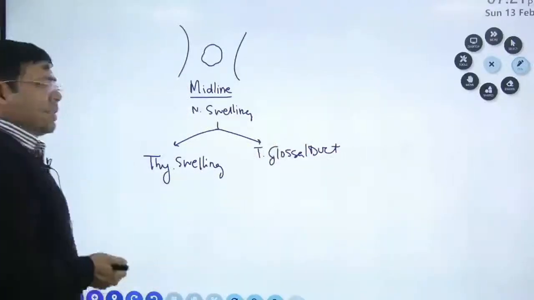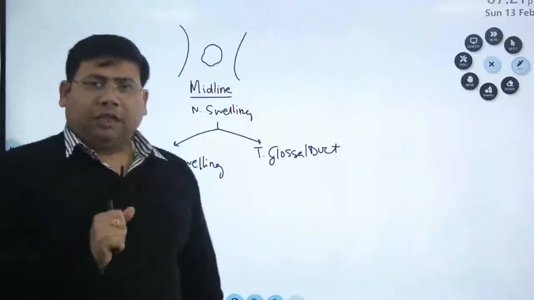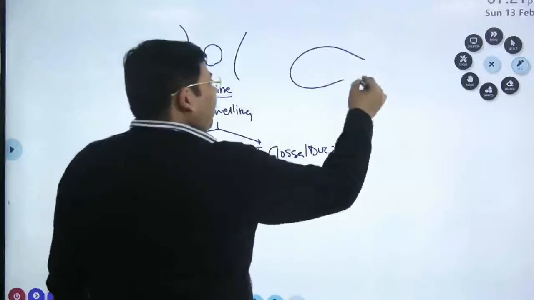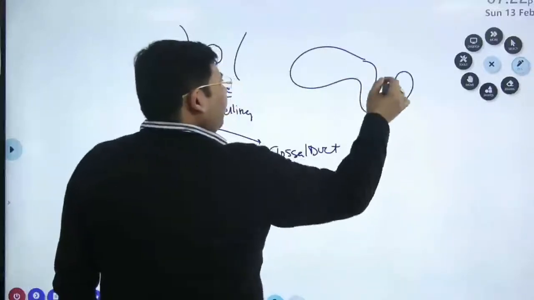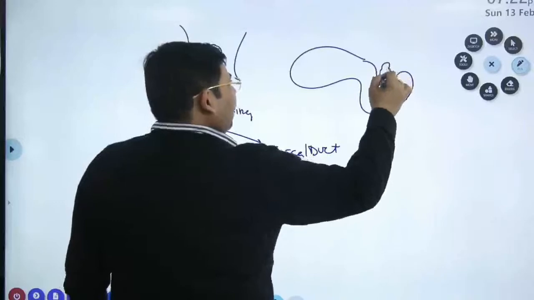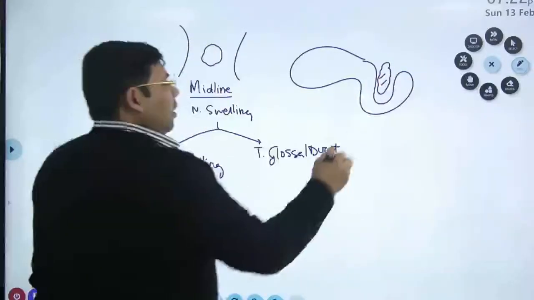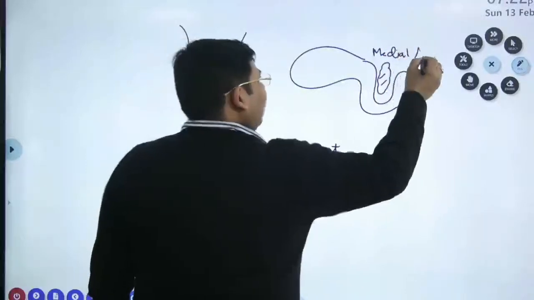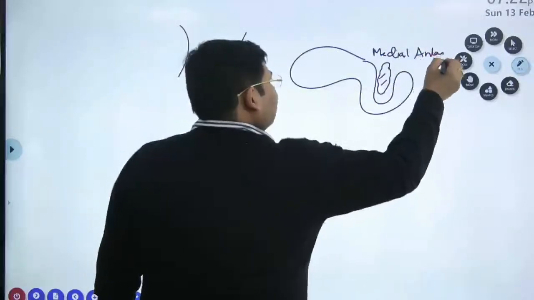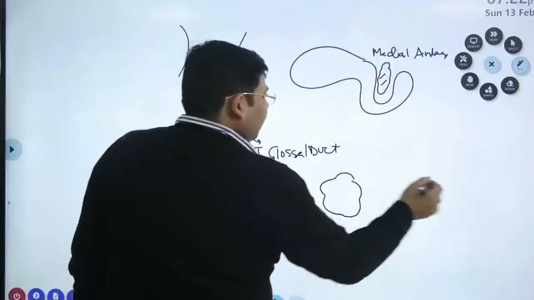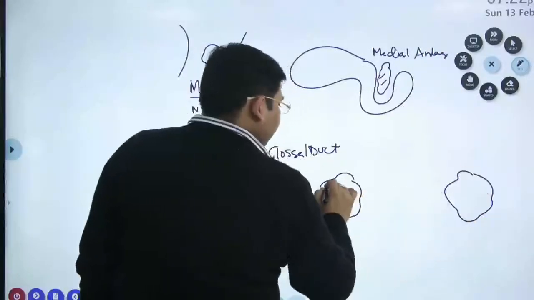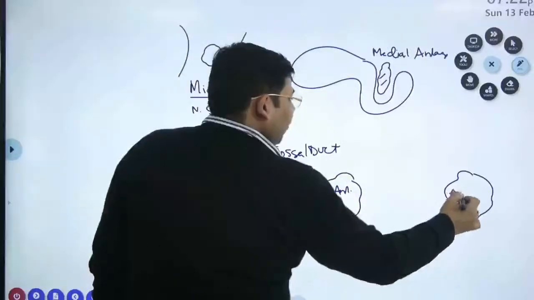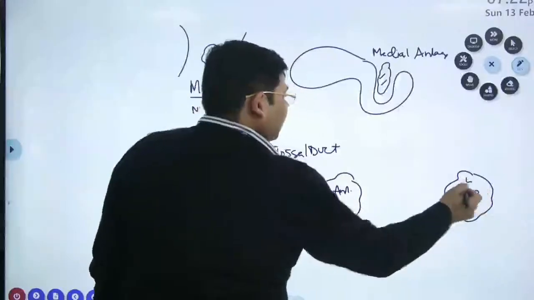Now try to understand the development of this thyroglossal duct, or development of thyroid. If you see the development of the thyroid, the primitive thyroid develops in two parts. One is the medial embryonic part, known as the medial anlage, and one is the lateral embryonic part, known as the lateral anlage. So when we talk about development, it is in the form of lateral and medial parts.